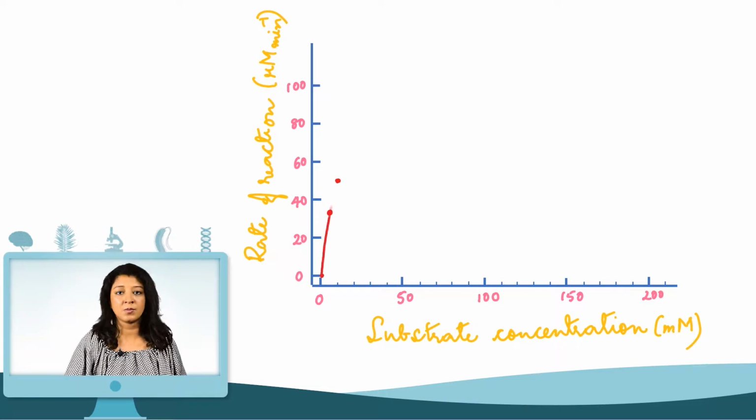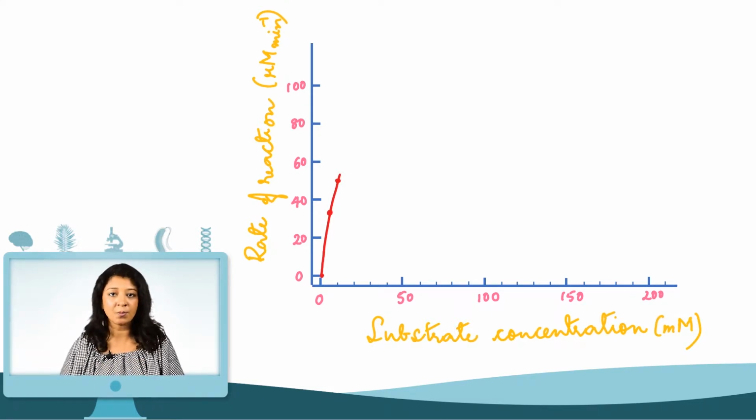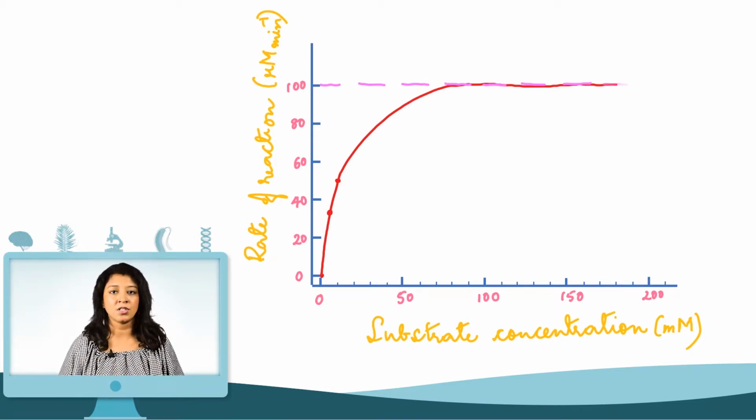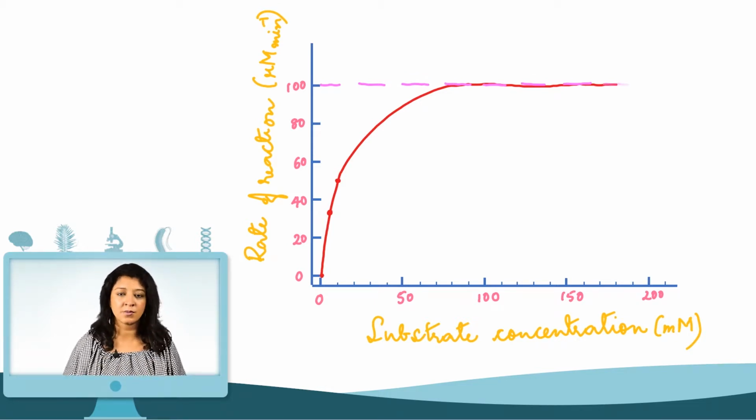Now let's see what this looks like in the graph. Initially, as the substrate concentration increases, the rate of the reaction increases and you get this linear graph. But after it reaches a particular substrate concentration, the graph flattens off and forms a plateau. As you can see, there is a maximum velocity that a reaction can reach, and any further increase in substrate concentration will not result in an increase in the velocity of the reaction. This velocity is called Vmax. This graph represents how the substrate concentration affects enzyme activity.